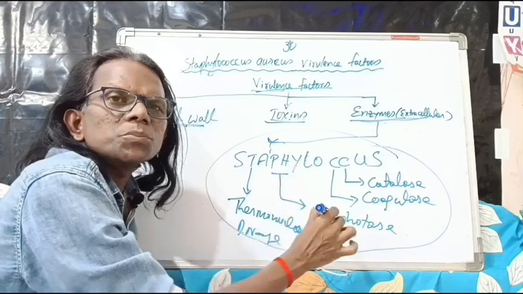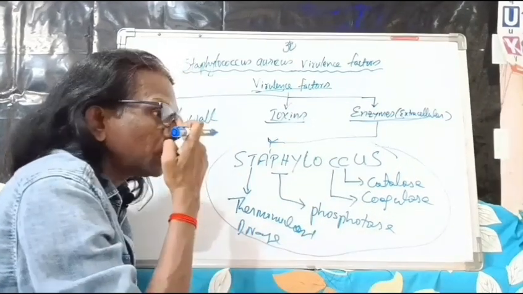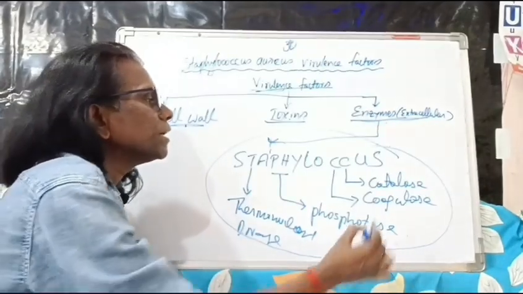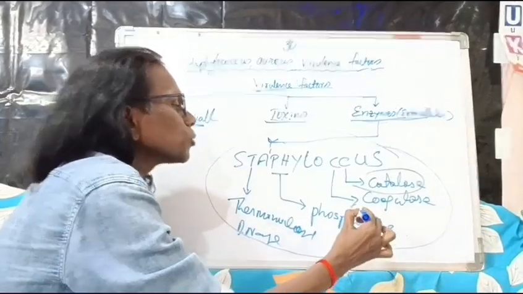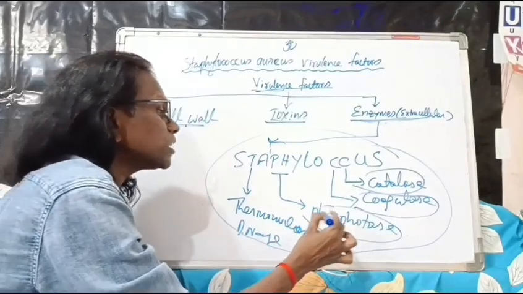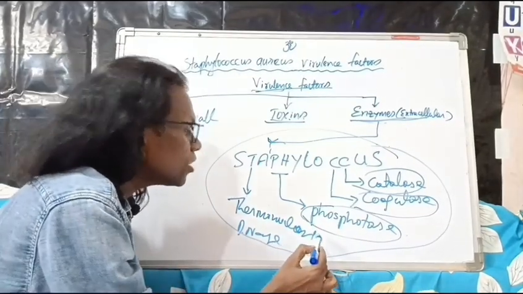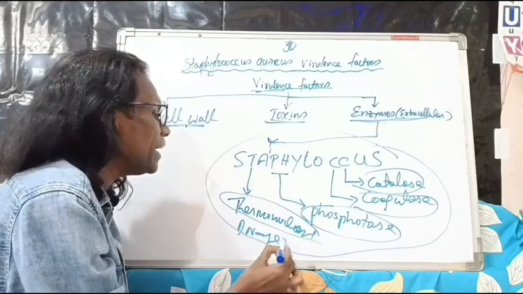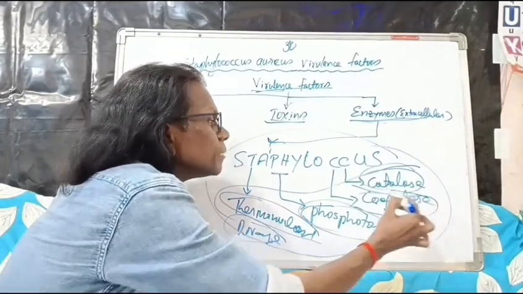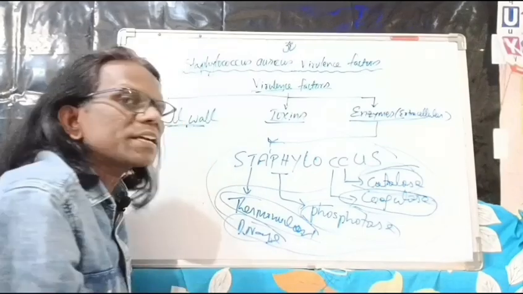pathogenicity in the host body, and which will dominate the host immune system, which will fight against the host immune system. Catalase enzyme and coagulase enzyme, phosphatase enzyme. Staphylococcus will also release the phosphatase enzyme, and the thermonuclease enzyme and DNase enzyme. Among all these enzymes, the coagulase enzyme is the more virulent factor.